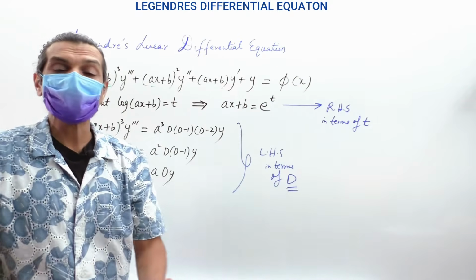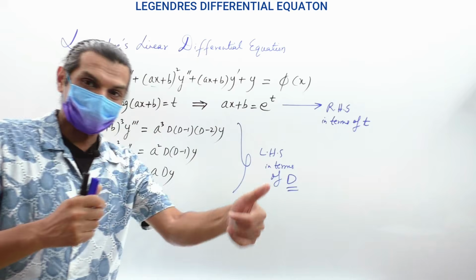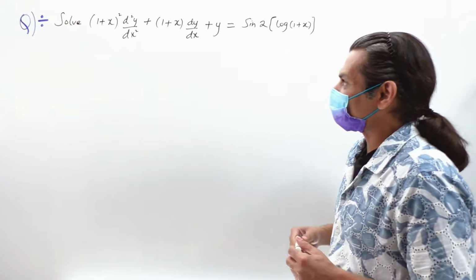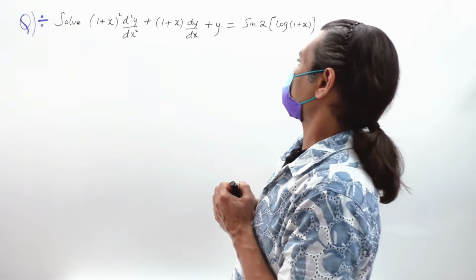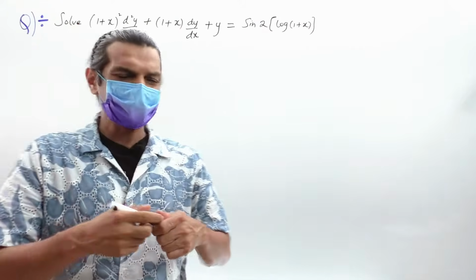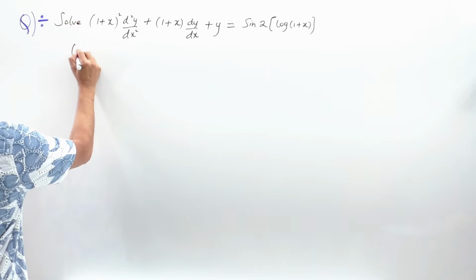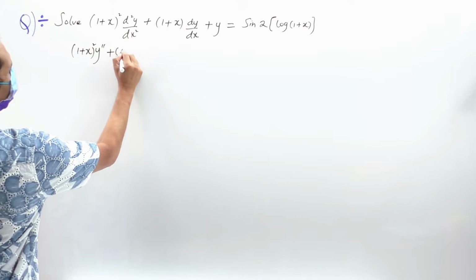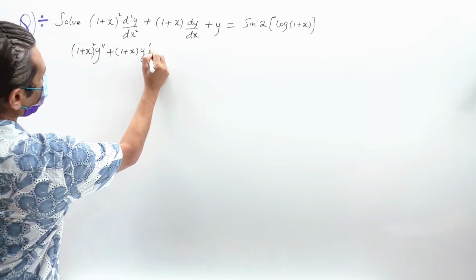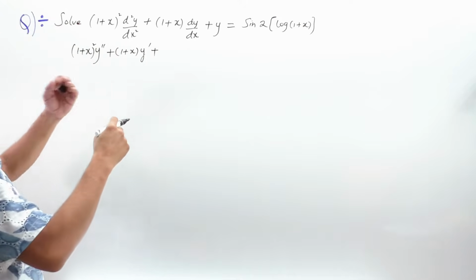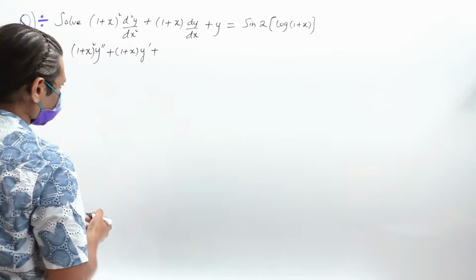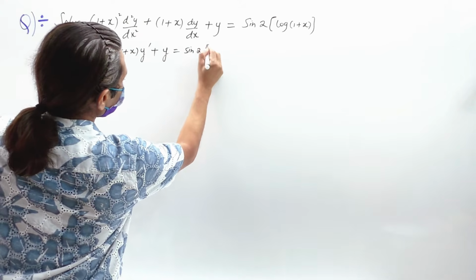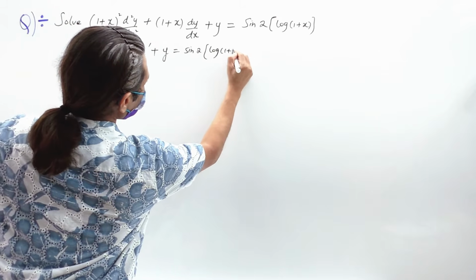Now we'll make it more and more perfect by solving some problems. We have the first problem here. Solve (1 plus x) the whole square d square y over dx square plus (1 plus x) dy by dx plus y is equal to sine of 2 log (1 plus x). So I write it in the form for you to understand. Let this be (1 plus x) square y double dash plus (1 plus x) into y dash, because dy by dx is y dash and d square y by dx square is y double dash, as you all know, plus y is equal to sine of 2 log of (1 plus x).